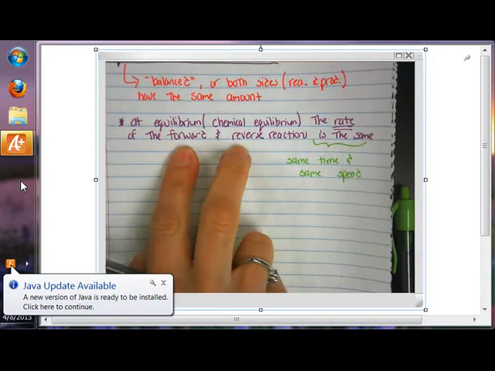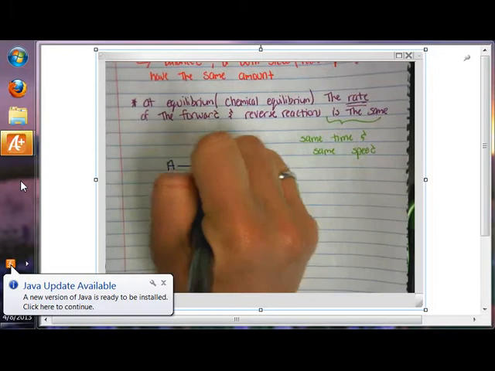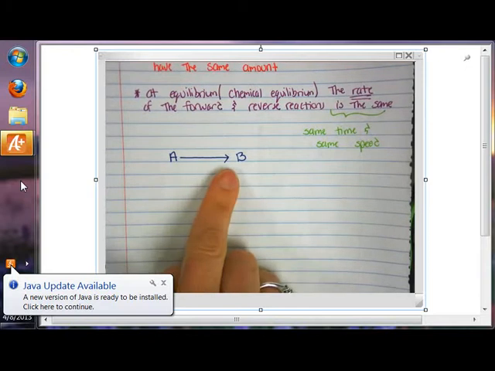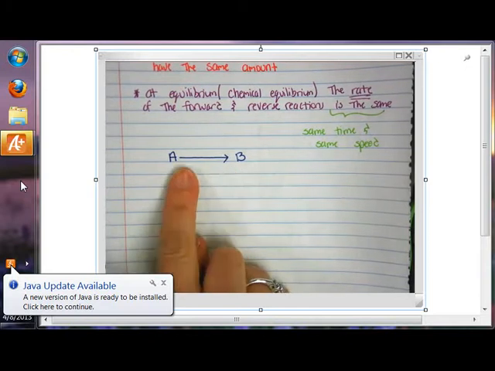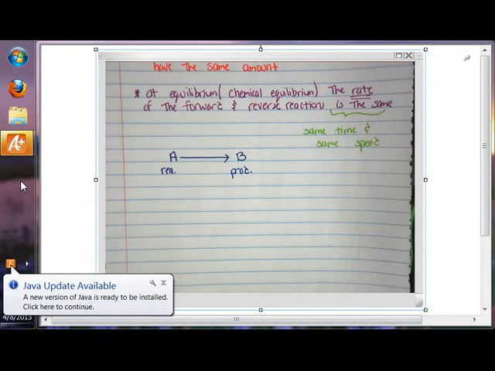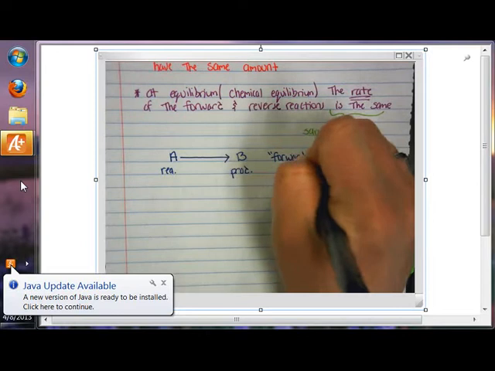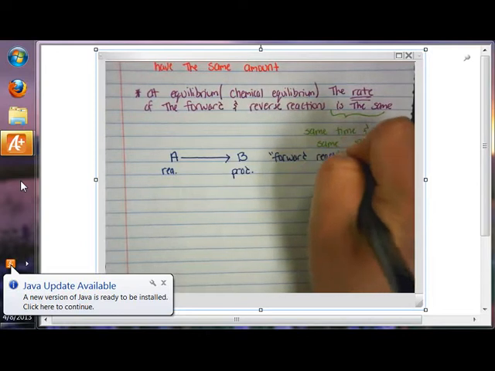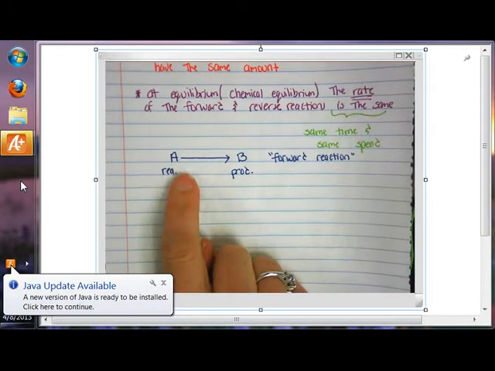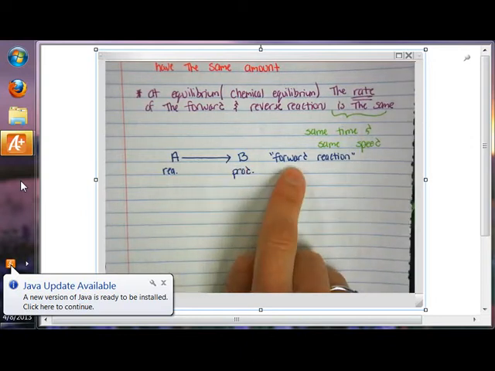Now, we have this idea of a forward reaction and a reverse reaction. So you guys keep seeing stuff like this. A goes to B. This is how you've always seen things represented in chemistry in terms of reaction, where A is reactants and B is products. Now, this is what we call a forward reaction, because it's moving from left to right, and we know this as moving forward. So when the arrow is pointing to the right, that is called a forward reaction.